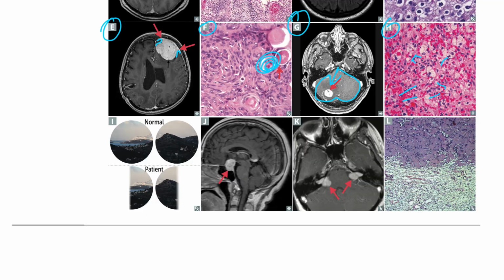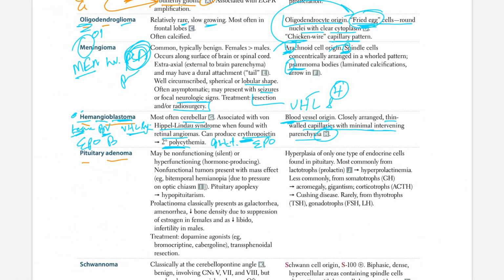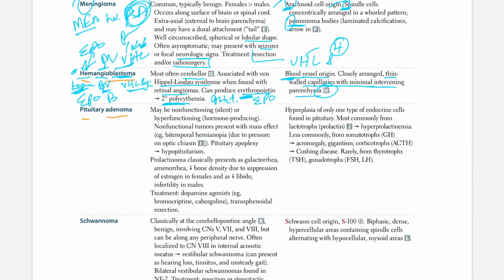Okay, that's there. So again, the mnemonic for hemangioblastoma is heme. Heme angio means blood vessels. Heme means EPO, erythropoietin. Angio means blood vessels. Blastoma, it is associated with VHL, von Harp-Lindau syndrome. Okay. The next is pituitary adenoma.